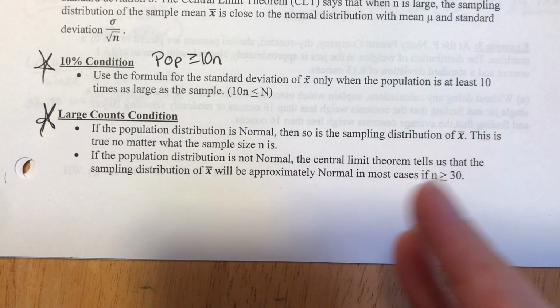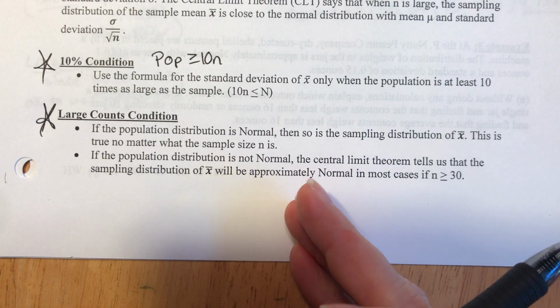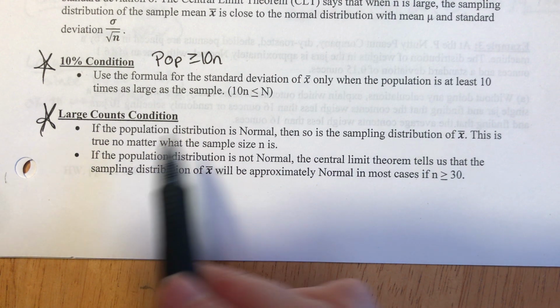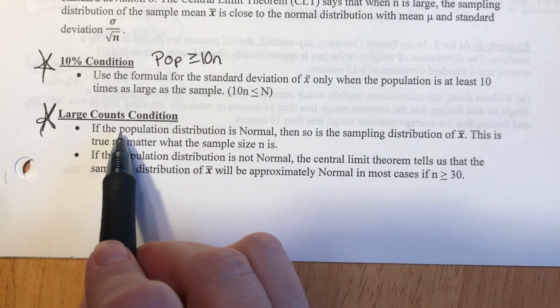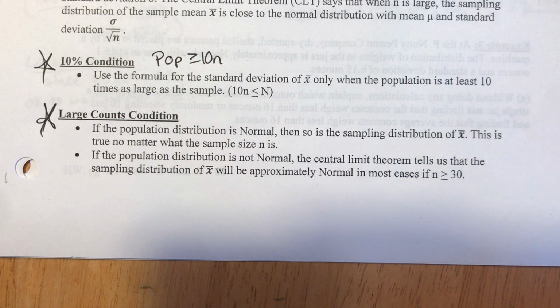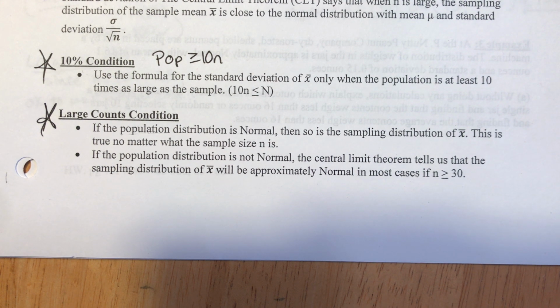Well, for averages, we can't use that because we don't have P and Q. So instead, we have to check the original distribution. If the population is normal, then you're good to go. You would just say, since the population is normal, I'm allowed to use the normal approximation, because if the whole population is normal, then the sampling distribution is also going to be normal.